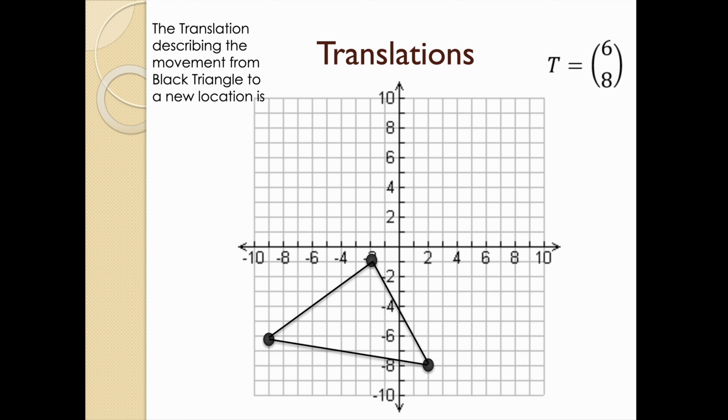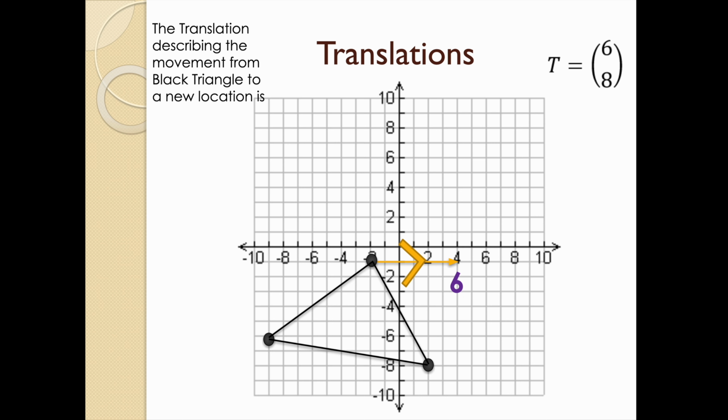Now, who could tell me what (6, 8) means? What does the 6 mean? What does the 8 mean? 6 across and 8 up. I don't know what 6 across means. I know what 8 up means. What's 6 across? 6 going to the right. And how do you know it's 6 to the right and not left? Because if we're going to the left, it would be negative. Lovely. So we have to do this for each point.